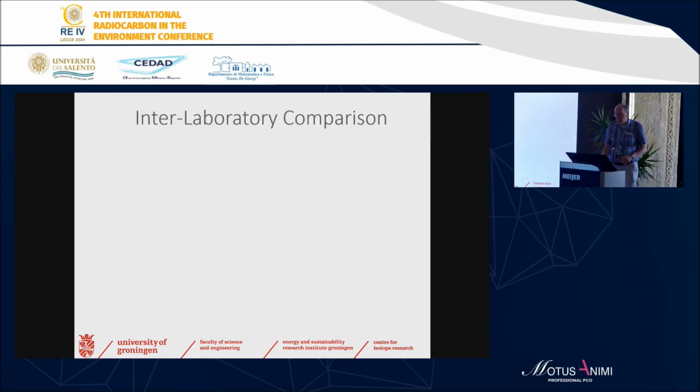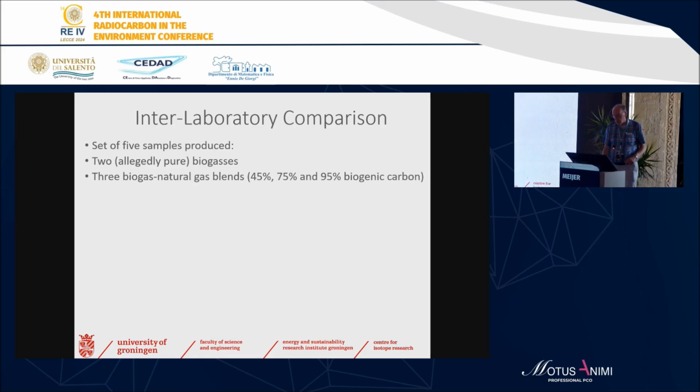Right, now here's the inter-laboratory comparison. We produced a set of 5 samples. 2 were pure or allegedly pure biogases, original biogases from Sweden. And then the other partner made 3 biogas and natural gas mixtures out of this, aiming at respectively 45, 75 and 95% biogenic carbon, so the whole range basically.